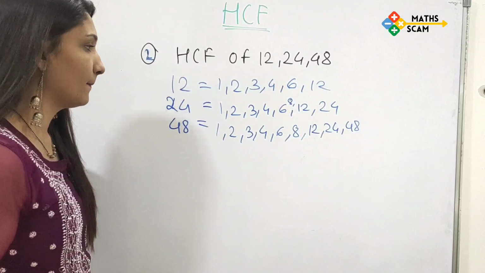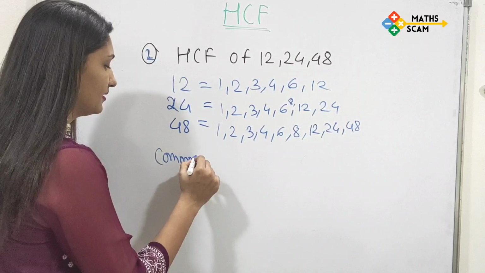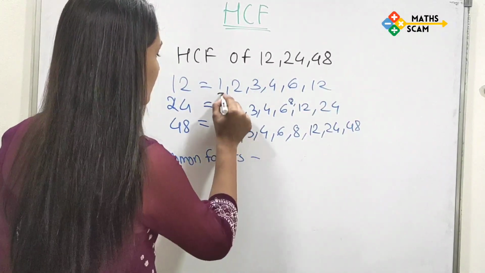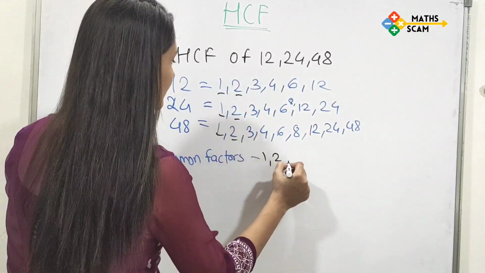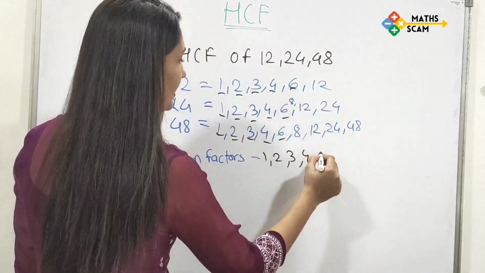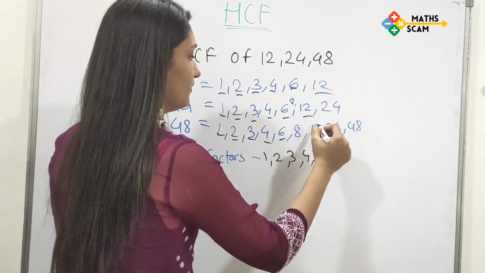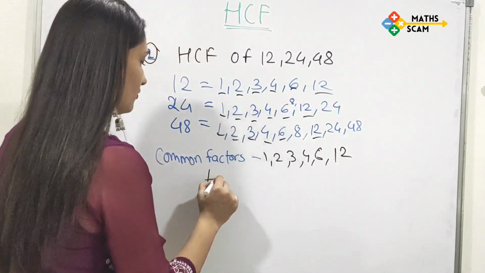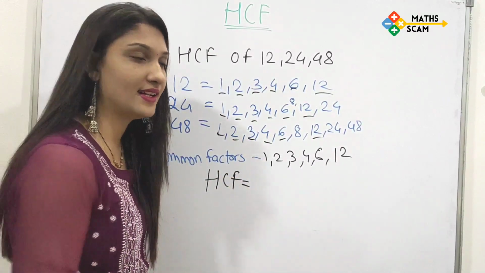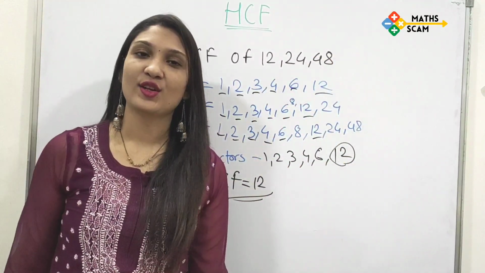Is there any other number? Okay, so we need to find the common factors. The common factors are 1, 2, 3, 4, 6. 8 we cannot take because it is not in all the numbers. Then 12, yes. So what will be the HCF? Which is the highest common factor? 12. So the HCF of 12, 24, 48 is 12. Okay.